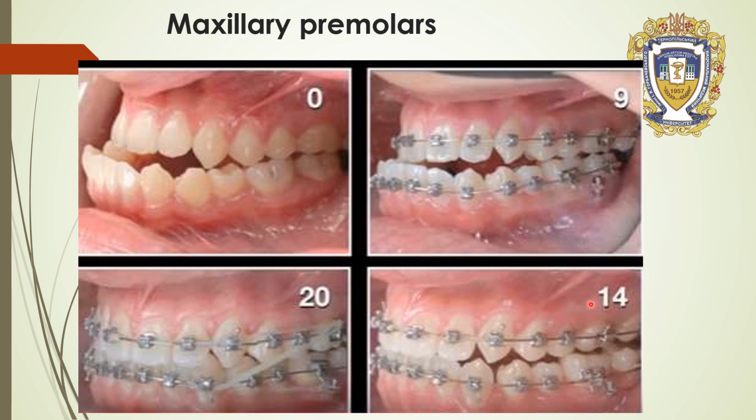At 14 months, the correlation between canines and premolars is almost correct, but after 20 months of treatment with third class elastics, treatment is almost finished with a very good result.